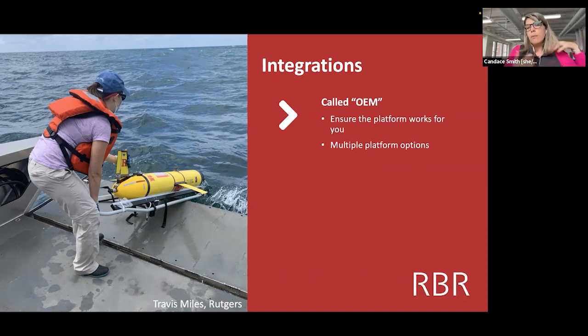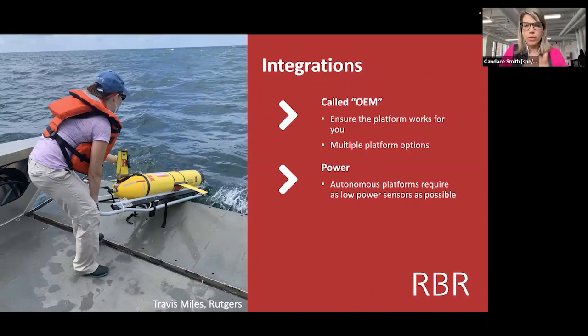So when you're picking a CTD for a platform, you first want to make sure that the platform is right for you. If you're trying to find a glider, there might be autonomy requirements, like how long can the mission go, depending on where you're trying to sample, or depth requirements. So we actually do integrate on a bunch of different platforms.